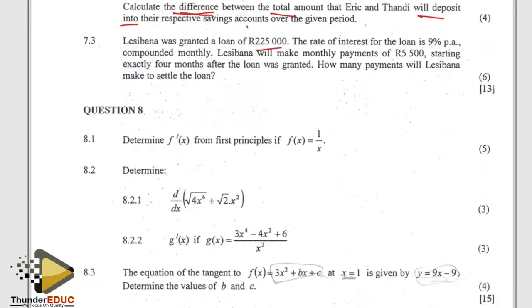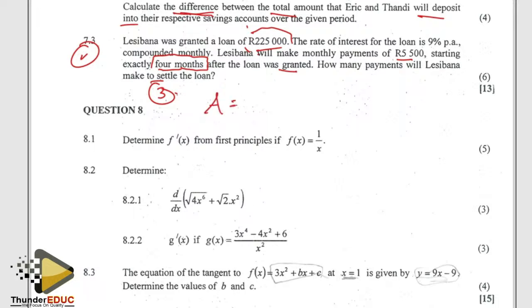Okay, then 7.3. This person was granted a loan of this much. The rate of interest is 9% per annum compound monthly. This person will make monthly payments of this much, starting exactly 4 months after the loan was granted. How many payments will this person make to settle the loan? So since there are 4 months after the loan was granted, 1 month will be given as an allowance, which means this money is going to grow for 3 months. So for the first 3 months, this money will be growing.